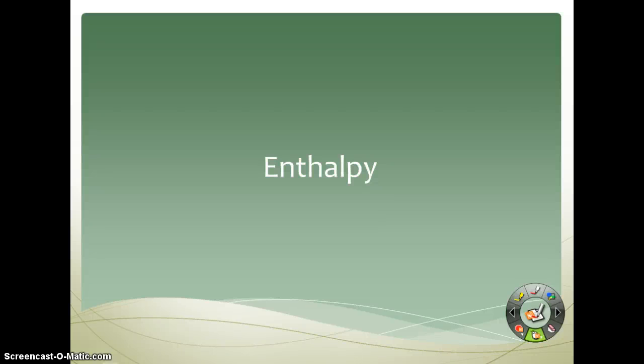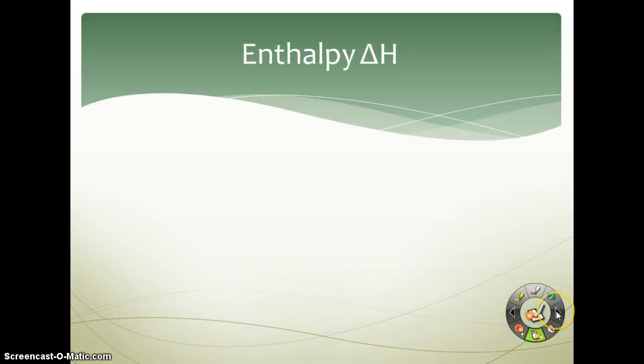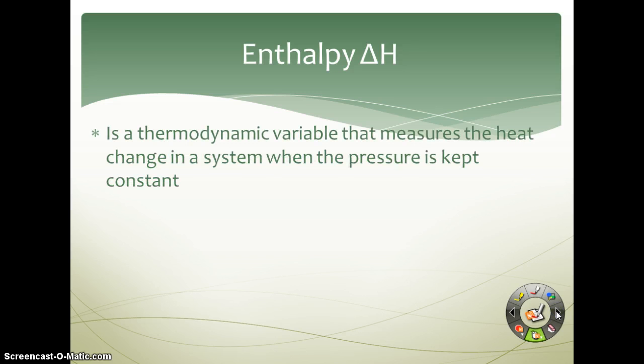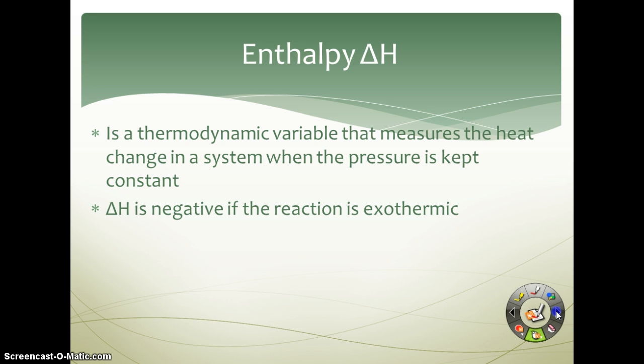Okay, this lesson is going to be on enthalpy, and enthalpy is the change in heat, delta H. It's going to be a thermodynamic variable, measures the heat change in a system when we keep our pressure constant. If your delta H is negative, it is exothermic. Remember, we're going to assign it a negative sign if you are releasing heat, which means if your delta H is positive, it's going to be endothermic.